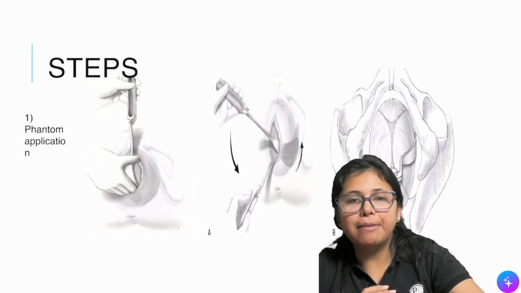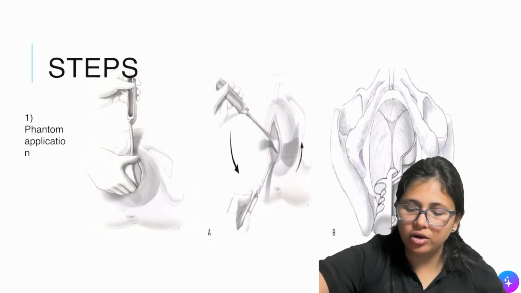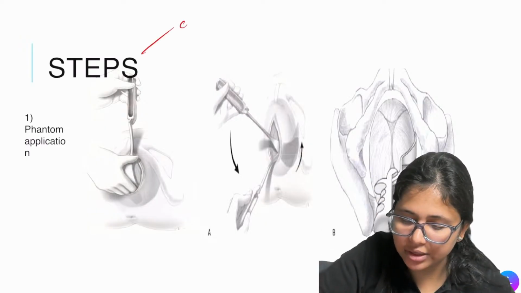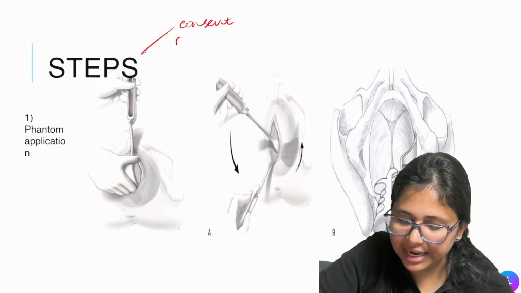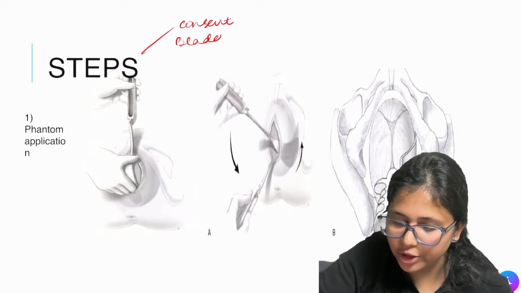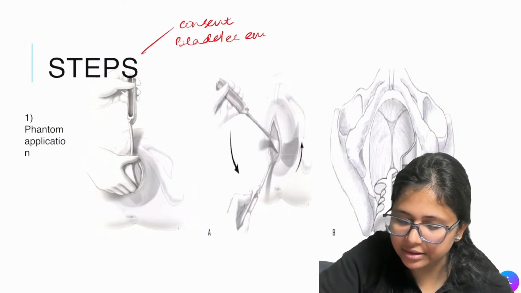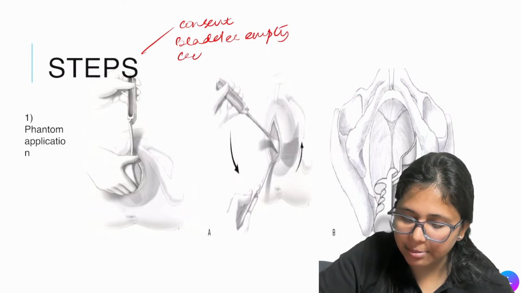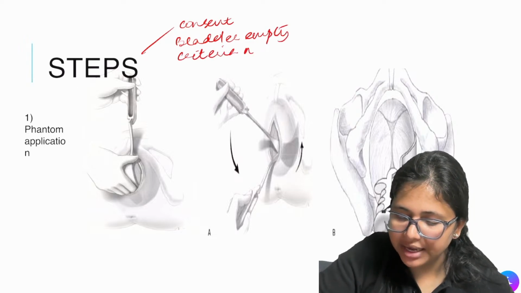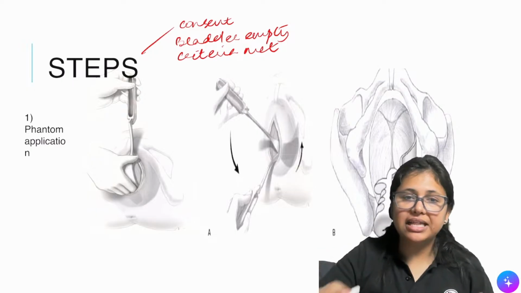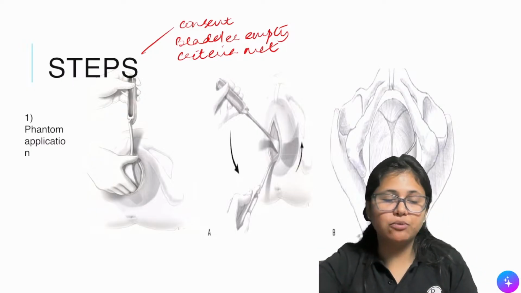So the first step, obviously, before all of this, you have to have your consent, your bladder should be empty. All of those things I have already told you: bladder empty, you should have done your internal examination, criteria met, all of these things should be there. Indication should be checked.